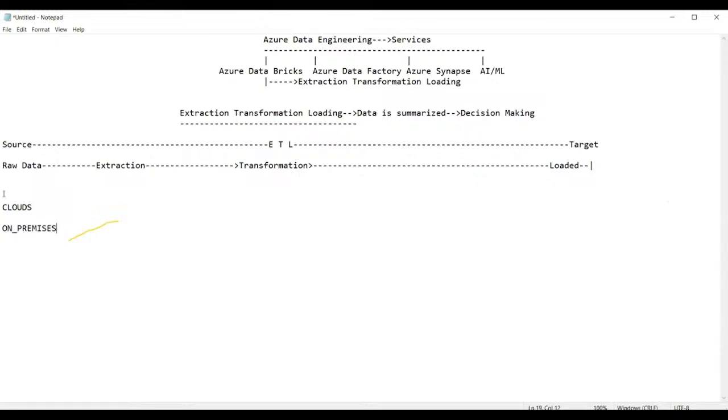Okay, so first of all, let us try to understand what is cloud. Azure data engineering is cloud-based data engineering. Am I right? So now, guys, let us first understand what is a cloud and what is on-premises. Let us first understand what is a cloud basically. Just forget about this cloud. I'll give you an example for this.